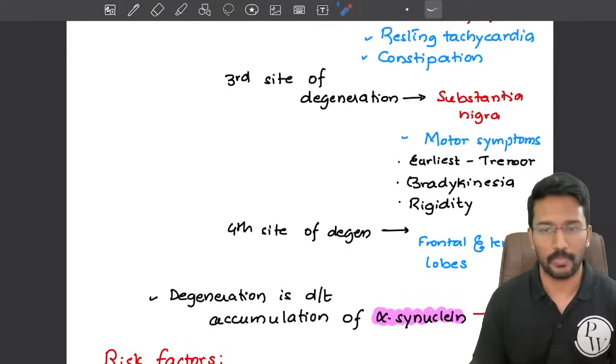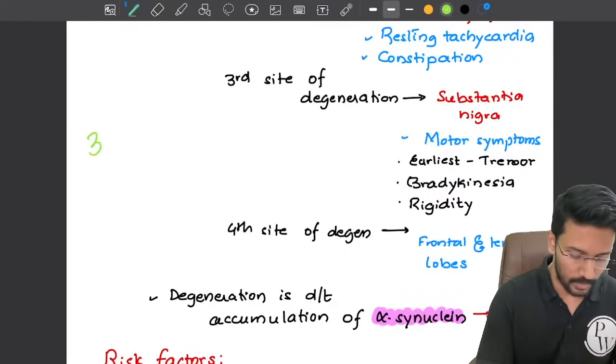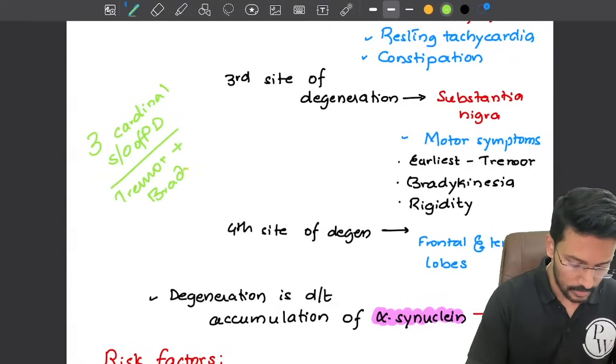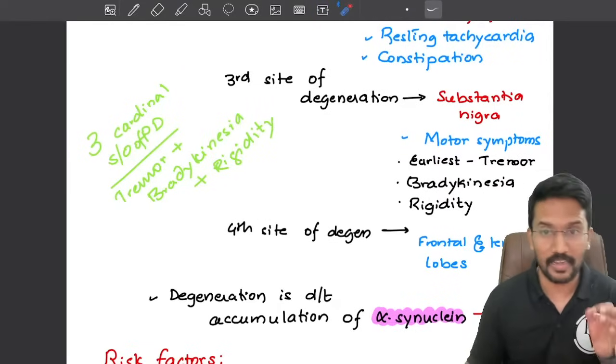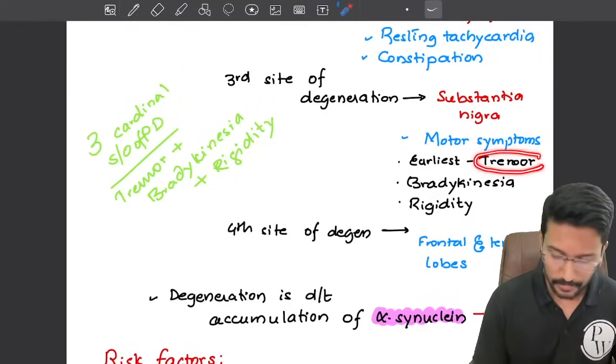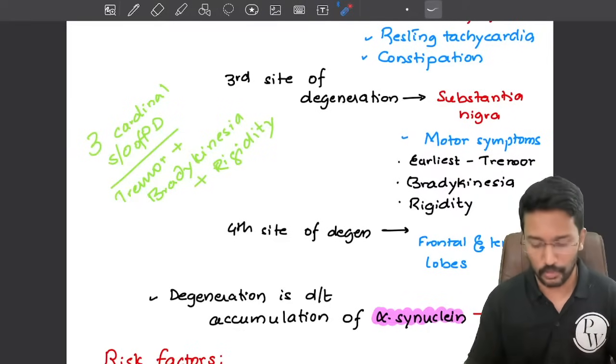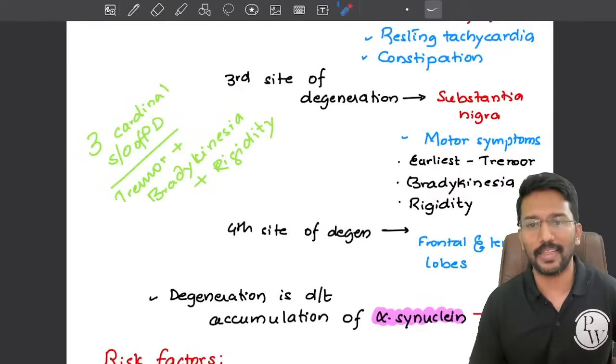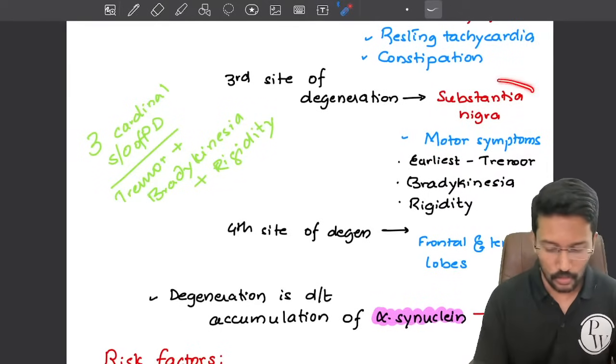Now within motor symptoms, there are three cardinal motor symptoms. We call them the three cardinal symptoms of Parkinson disease, of PD, right? One of them is tremor, the second is bradykinesia, and the third is rigidity. Now among these, if they ask you which one is the earliest to start, then it is going to be tremor. Tremor will be noticed first, and with the progression of time, patients will start showing bradykinesia and rigidity.